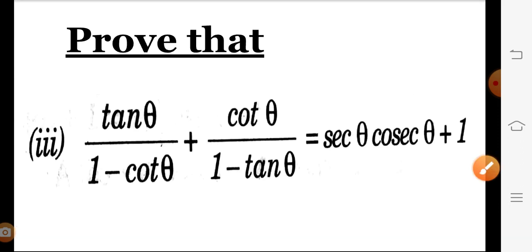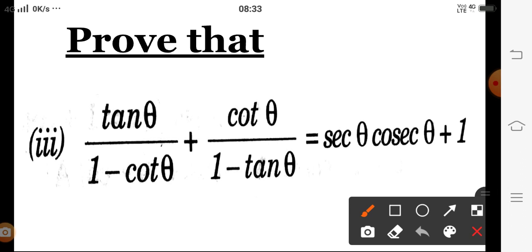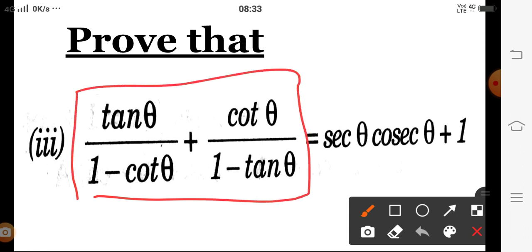Let us solve one more question here. Part third of question 5. This is given: tan theta upon 1 minus cot theta plus cot theta upon 1 minus tan theta, and we have to show this value is equal to sec theta into cosec theta plus 1.